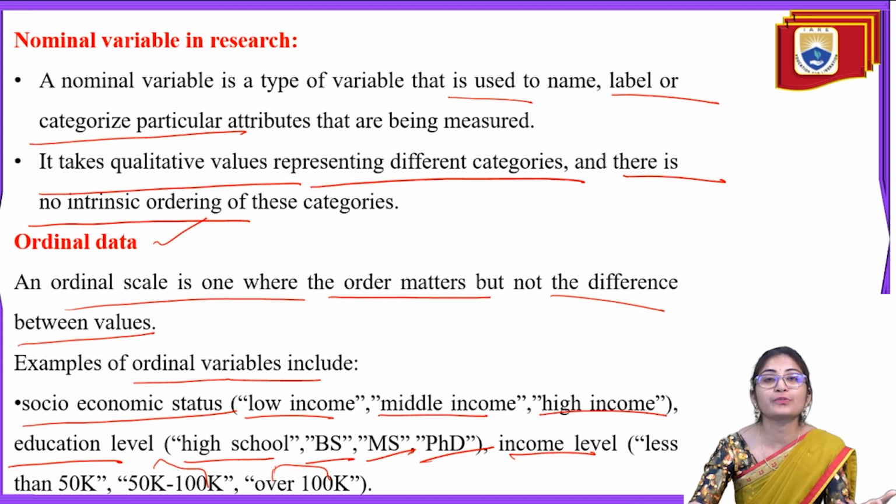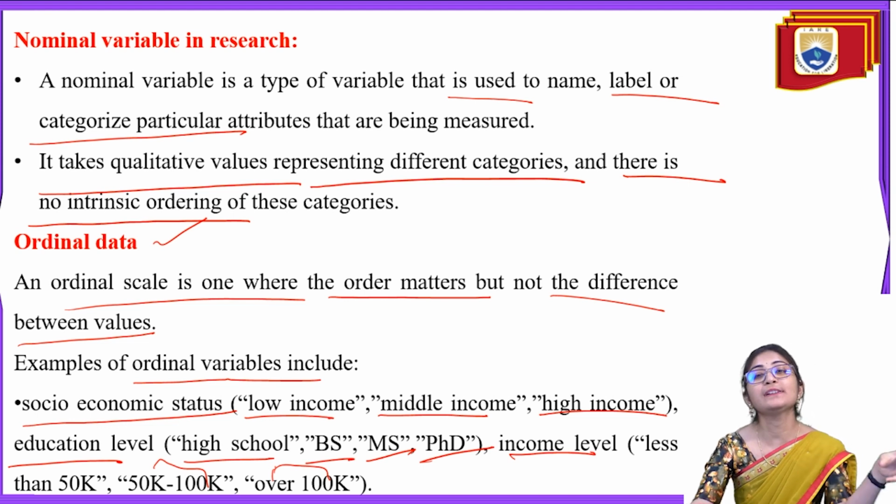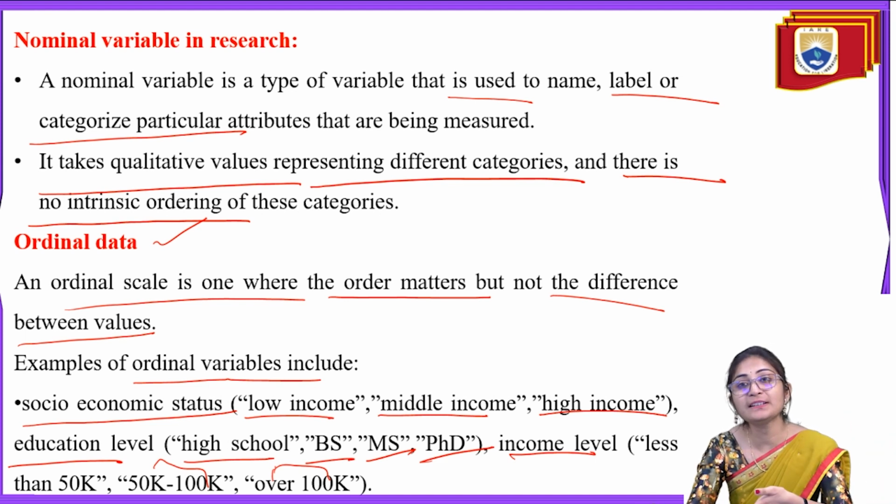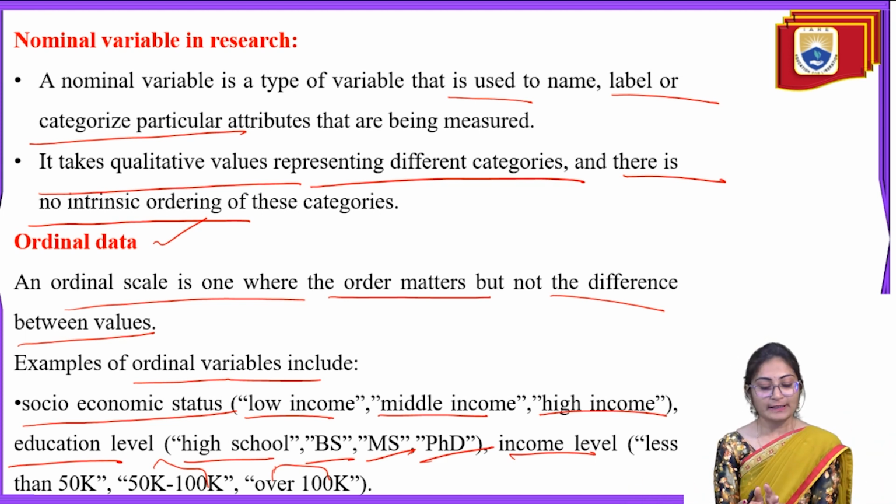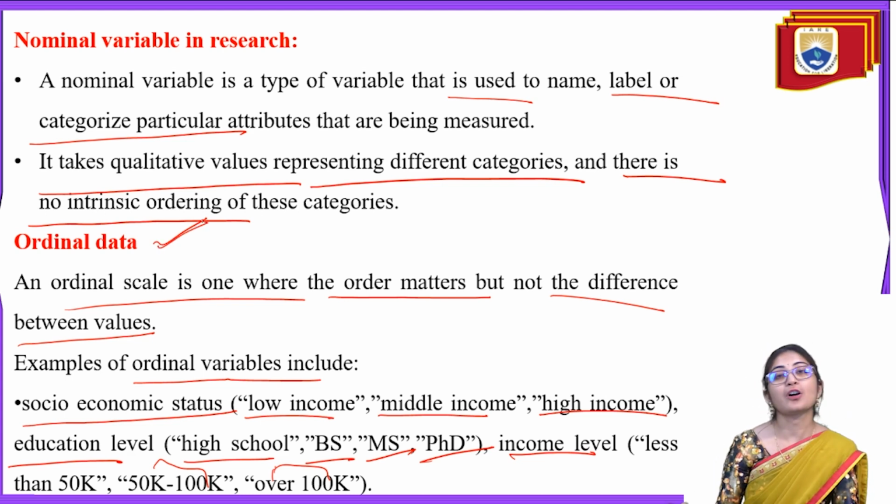Now we have seen low income. We don't know what the value of the low income is. We have just said low income, middle income, high income. So there is no meaning for the values. There is a meaning only for the order. So that is ordinal data.